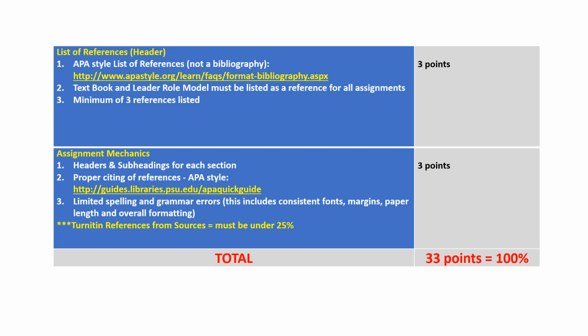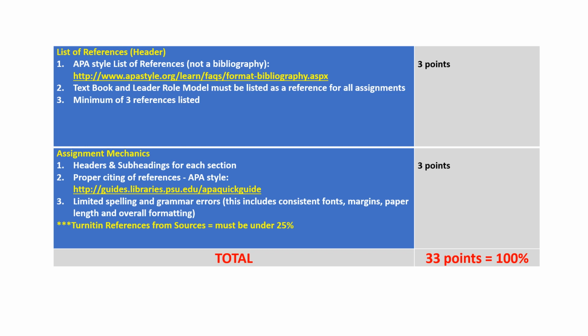Last part of the rubric is your mechanics. Make sure you have those headers for the section, subheadings for the numbers. Again, you get points for or points taken off for proper citing of references, and there's links there. And then again, make sure you go through and edit it and check it so the spelling and grammar's good. And then last, the Turnitin references.